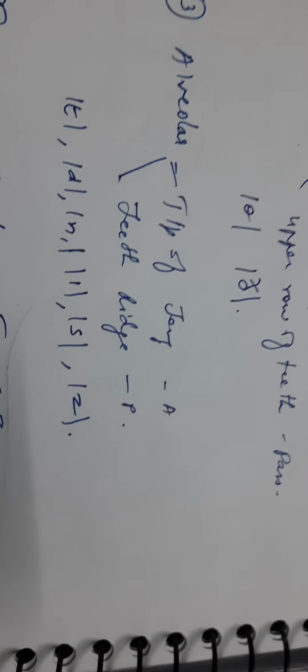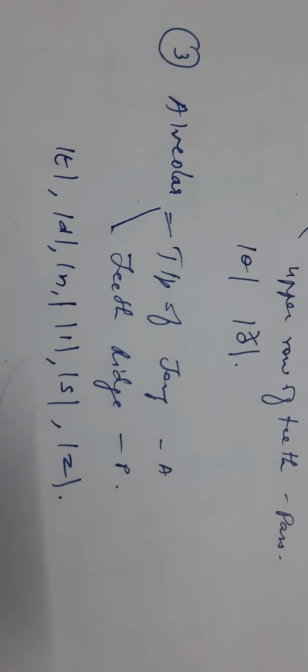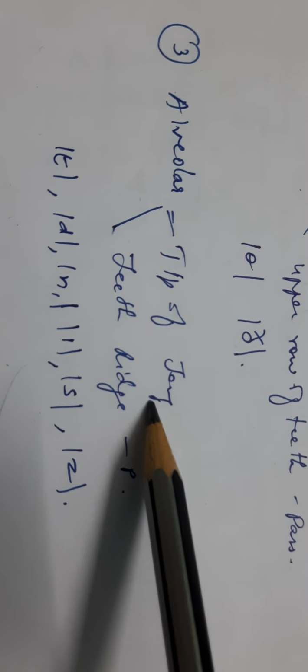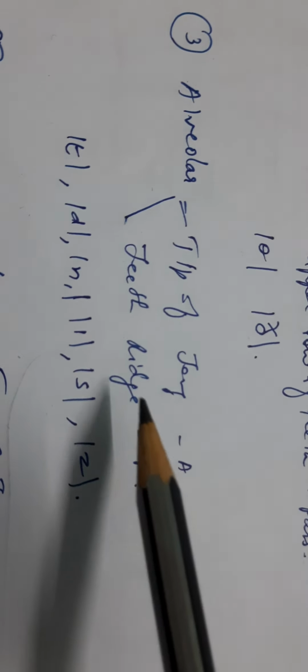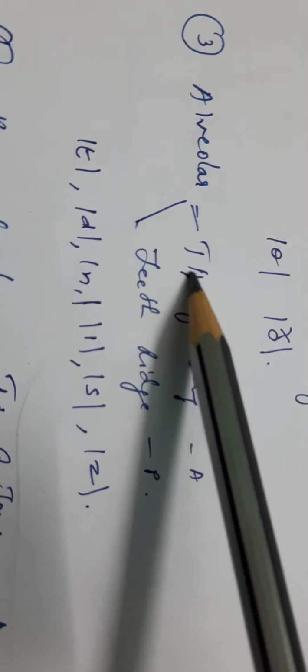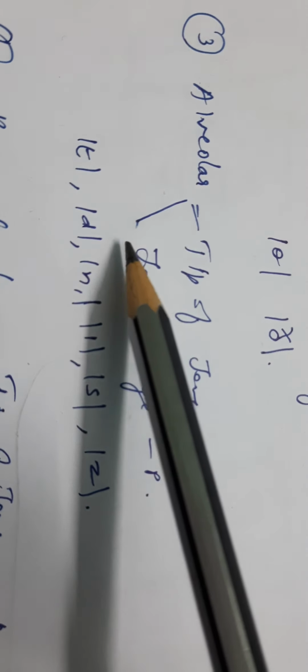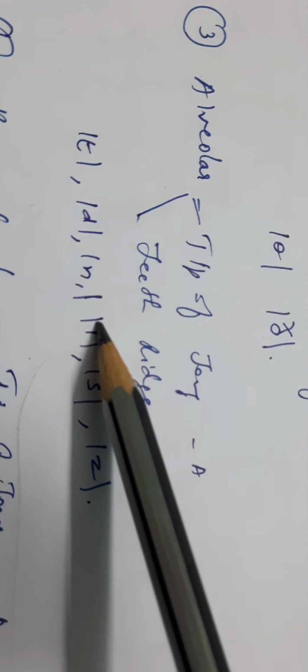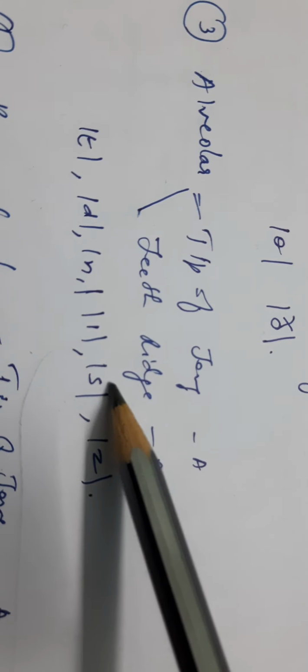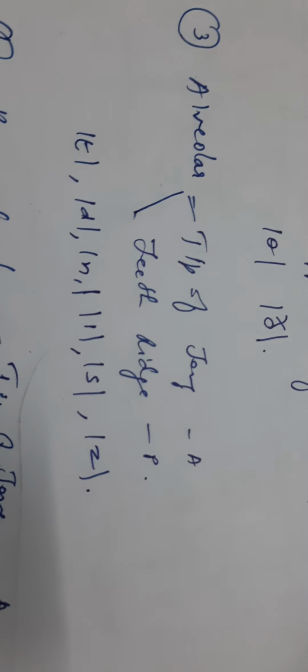Now we'll go to the third one, which is termed alveolar. Here the active articulator is the tip of the tongue and the passive articulator is the teeth ridge. These are the sounds that come under alveolar: t, d, n, l, s, z. Clear?